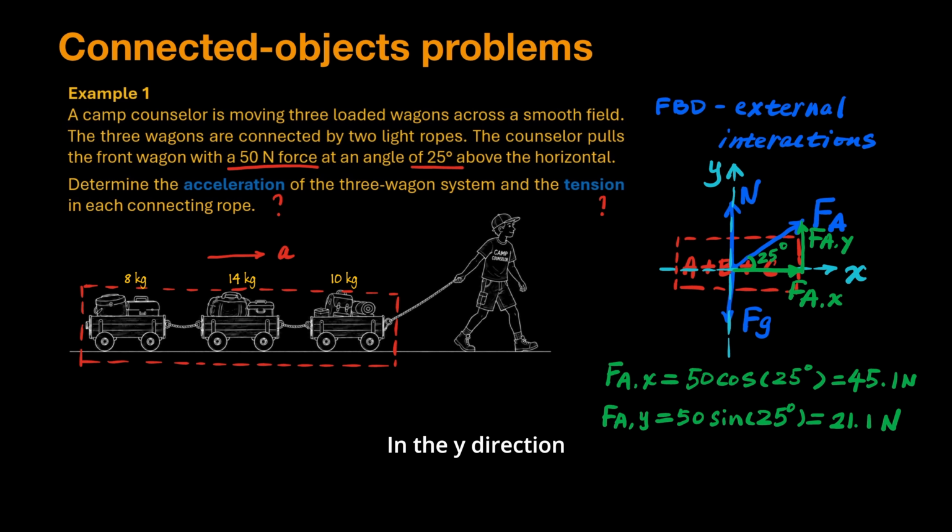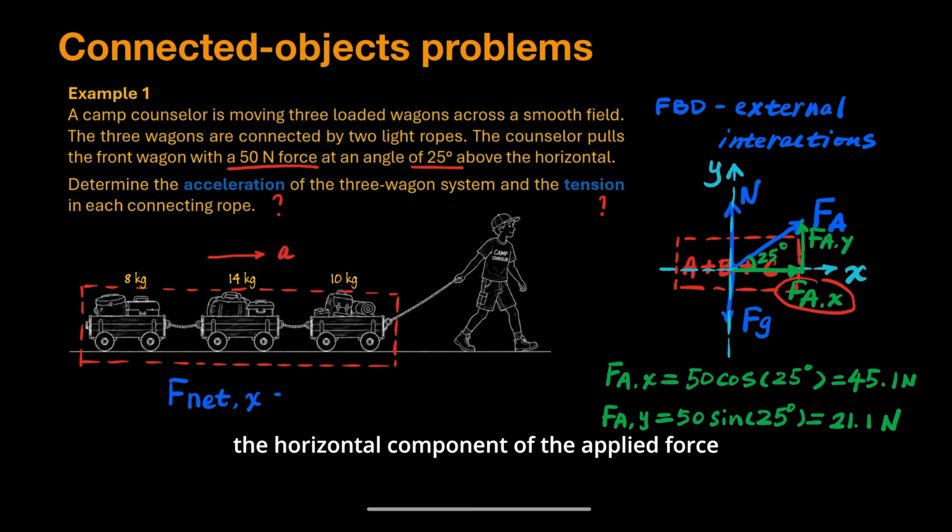In the y direction, all the forces are balanced because there's no acceleration in this direction. For our acceleration, what we really care about is the net force in the x direction. And the only external force contributing to the x direction is the horizontal component of the applied force. So we have the net force in the x direction equals the horizontal component of the applied force.